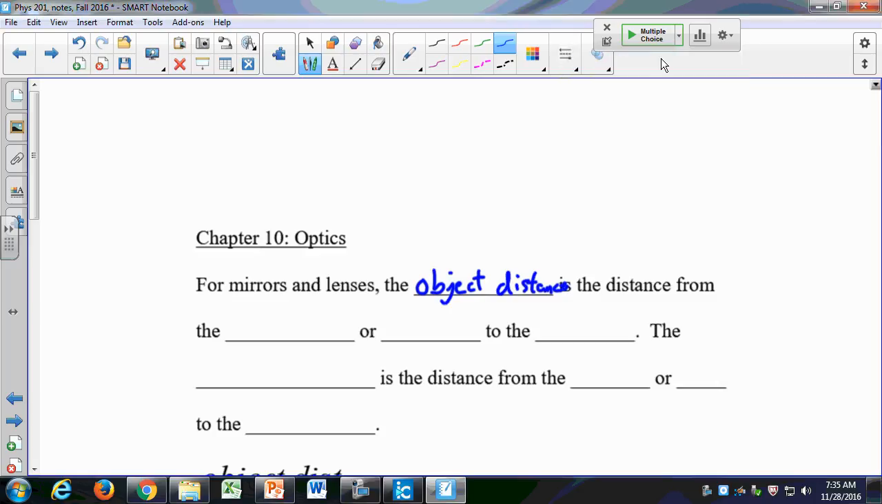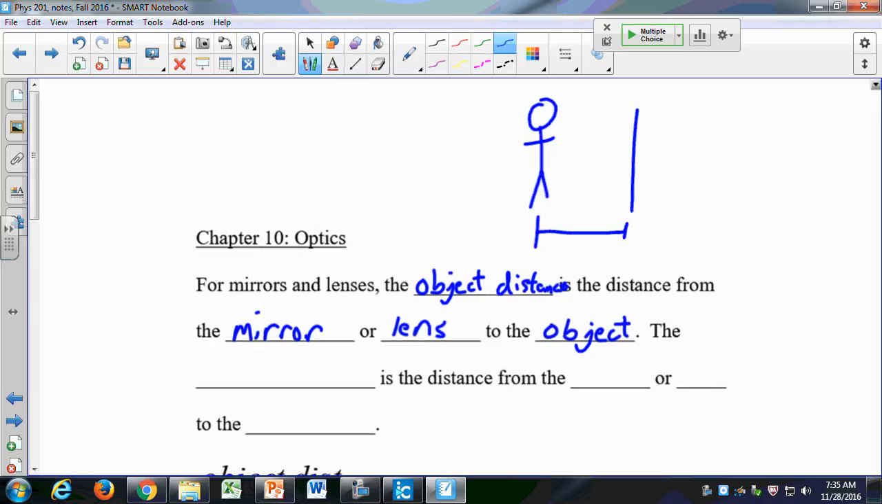And the object distance is the distance from the mirror or the lens. We'll be dealing both with mirrors and lenses, but you'll see that they're largely the same. So it's the distance from the mirror or lens to the object. So for example, if you stand in front of your bathroom mirror, the distance from you to your mirror, that's your object distance. So if I have my bathroom mirror and I'm standing here in front of it, this distance is my object distance.